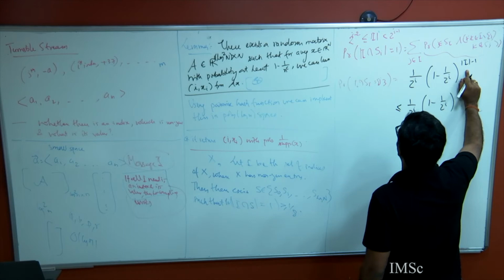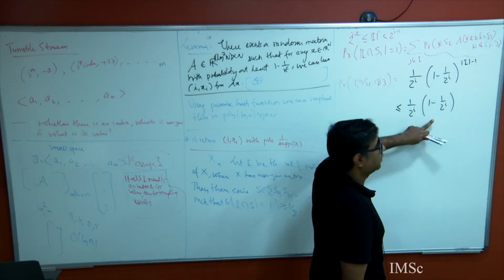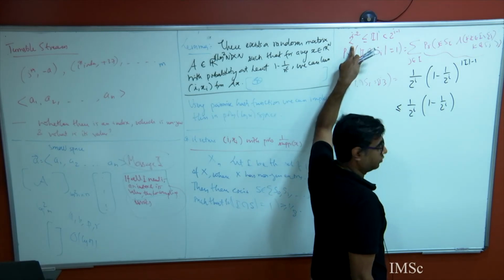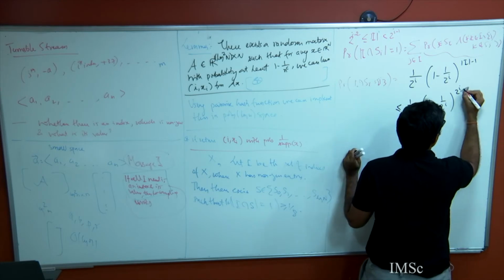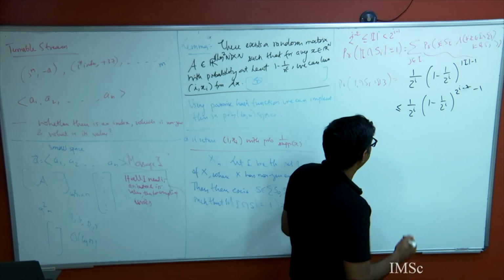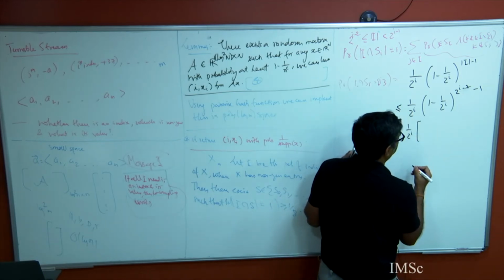So what should I substitute for i here? If I want this to be less than or equal to, this is less than 1, then I should take the power which is more, right? If I want an upper bound. So I should write here 2 to the power i minus 2 minus 1. Now this is equal to 1 over 2 to the power i, right?